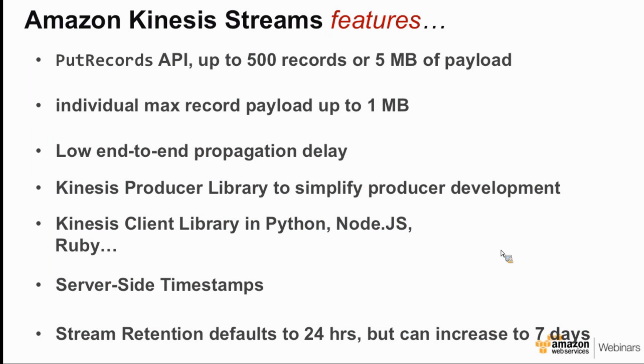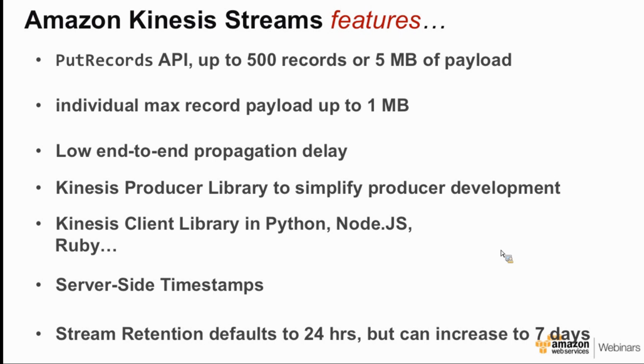Features and capabilities of Kinesis Streams. So there's a PutRecords API, which is what you use to pump records in. It has capacity with a single put. You can put 500 records at a time or 5 megabytes of total aggregate payload. An individual record can be up to 1 megabyte. There's low end-to-end propagation delay.